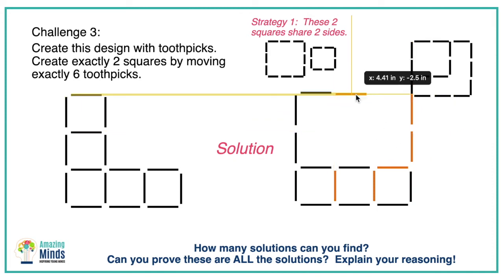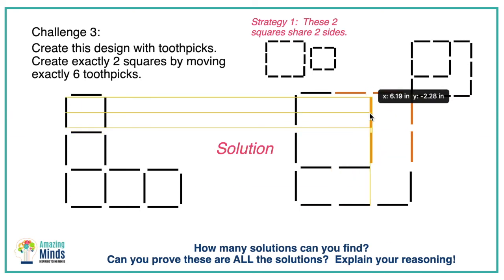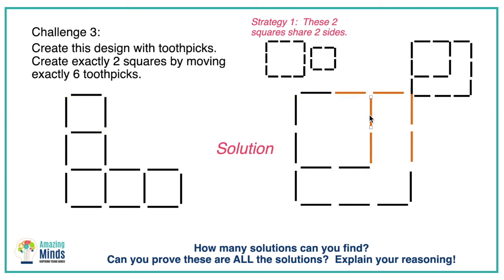I think it's great to consider that every corner did not work, so students really have to think through which of these options will work and which of them will not, and that's in addition to discovering that they have to share 2 sides and they have to be this size. So that's strategy 1. Now let's look at strategy 2.